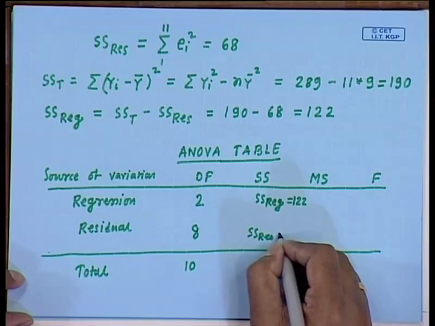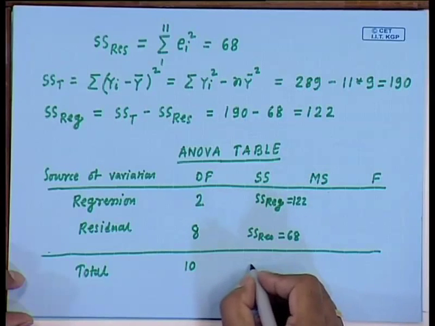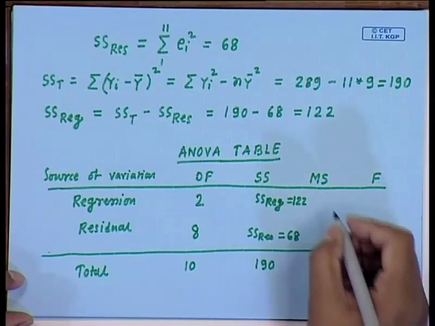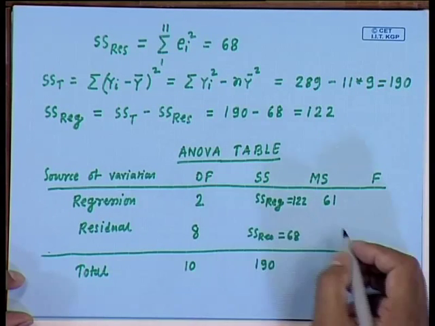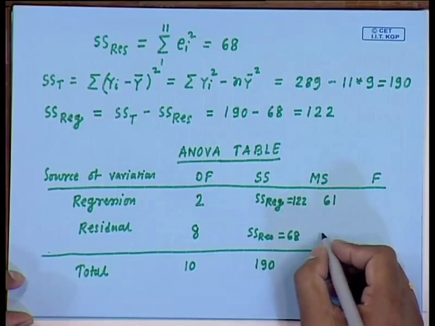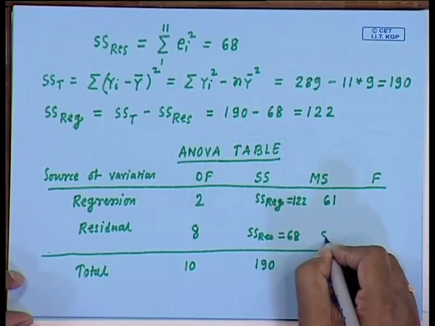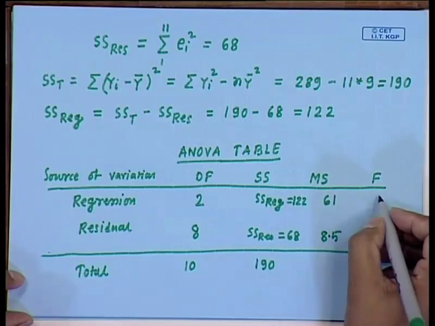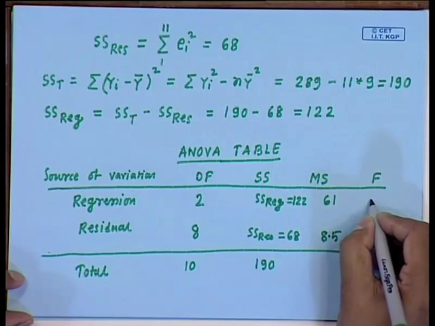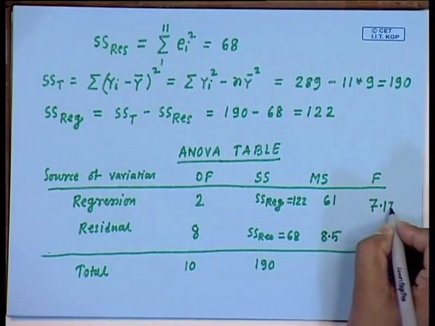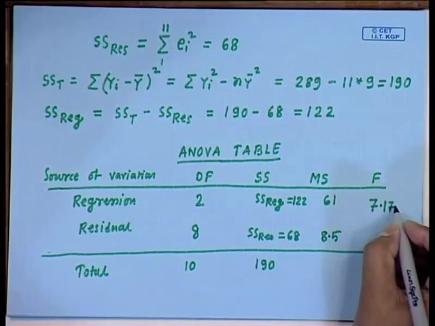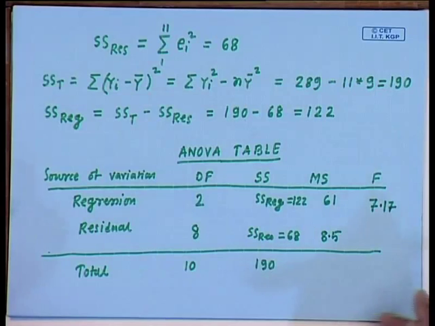Okay. So, the SS regression value is equal to 122, SS residual is equal to 68, and the total is 190, and the MS value is 61, so 122 by 2, and MS residual is 68 by 8, which is equal to 8.5, and the F statistic value is equal to 7.17. Okay. So, this is the ANOVA table.